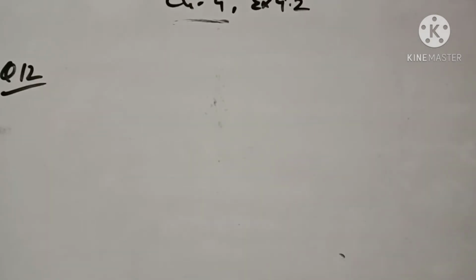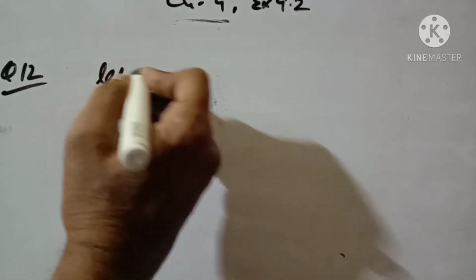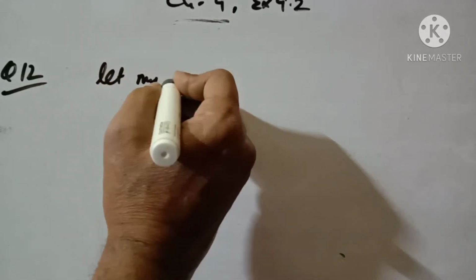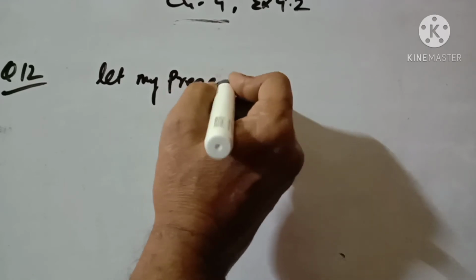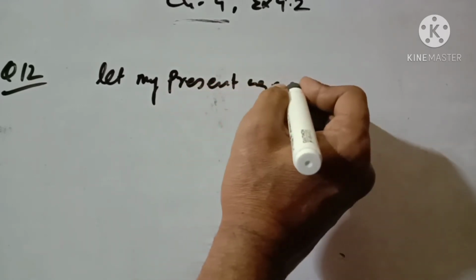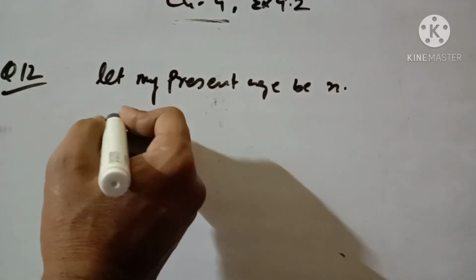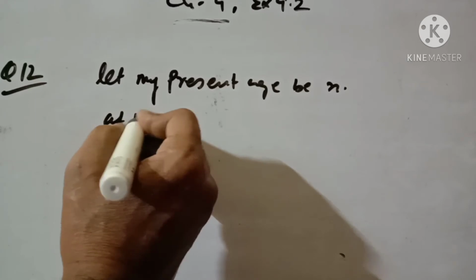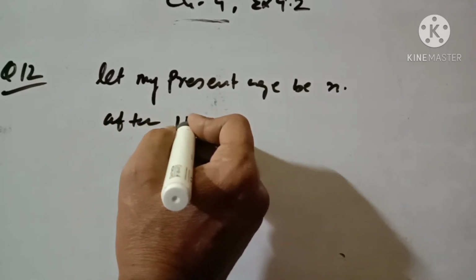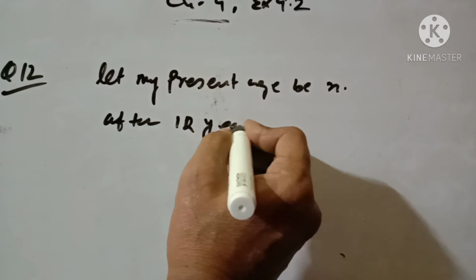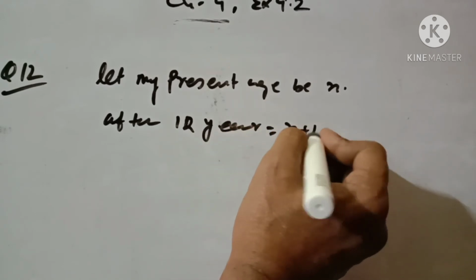Question number 12: after 12 years I shall be 3 times as old as I was 4 years ago. Find my present age. Let my present age be x. So after 12 years, I will add, so my age will be x plus 12.